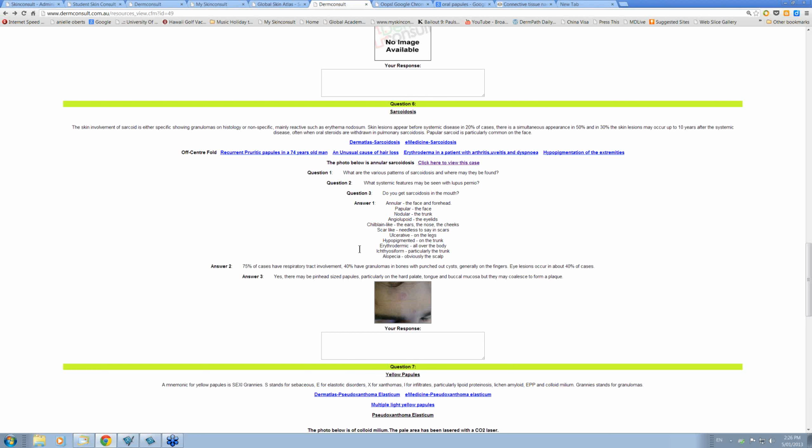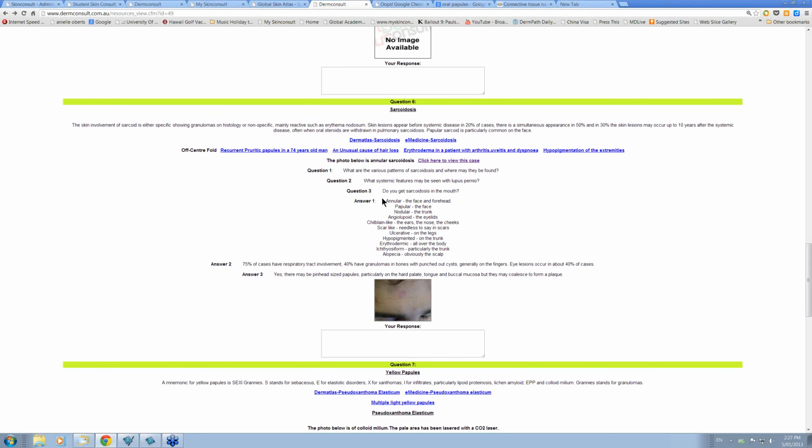Scar-like sarcoid, where, needless to say, sarcoid can occur in scars. You can get ulcerative sarcoid in the legs, hypopigmented in the trunk. Remember I was saying you can get a variant that looks like tinea versicolor. Erythrodermic sarcoid, you're red all over from sarcoidosis. Ichthyosiform or scaling sarcoid, particularly on the trunk. And alopecia can be a form of scarring alopecia in the scalp because of sarcoidosis. So it's a great mimicker of a lot of other conditions.